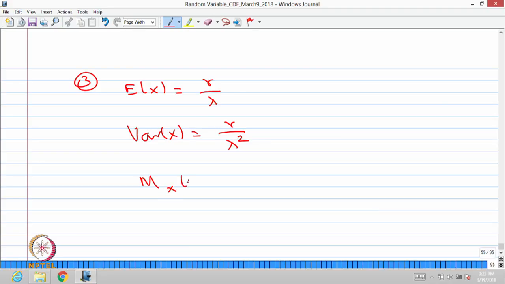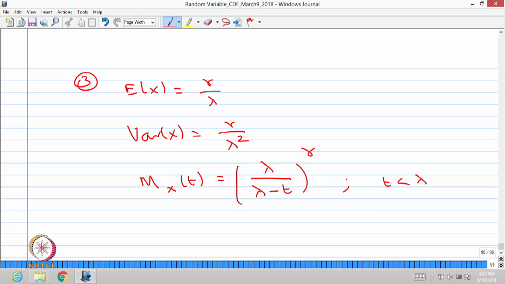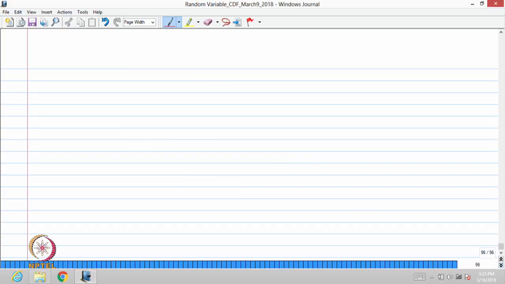You can find the MGF of the gamma distribution, that is lambda divided by lambda minus t, the whole power r, and here t is less than lambda. So, this is the mean, variance, and MGF of the gamma distribution. Now, we will move into the next standard distribution, that is called the beta distribution.